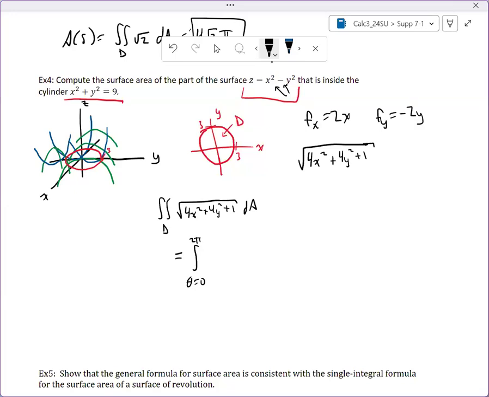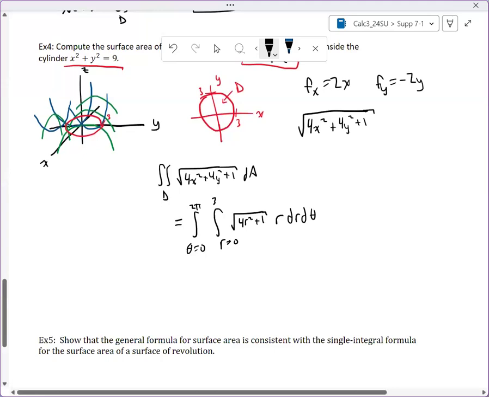So I see theta is going to go from 0 to 2 pi. R is going to go from 0 to 3. And then I have square root of 4r squared plus 1 times r dr d theta. I note that nothing inside of the theta integral depends on theta, not the bounds of integration on r or the integrand. There's no thetas in there. This is just going to come all the way out and just give me a 2 pi.